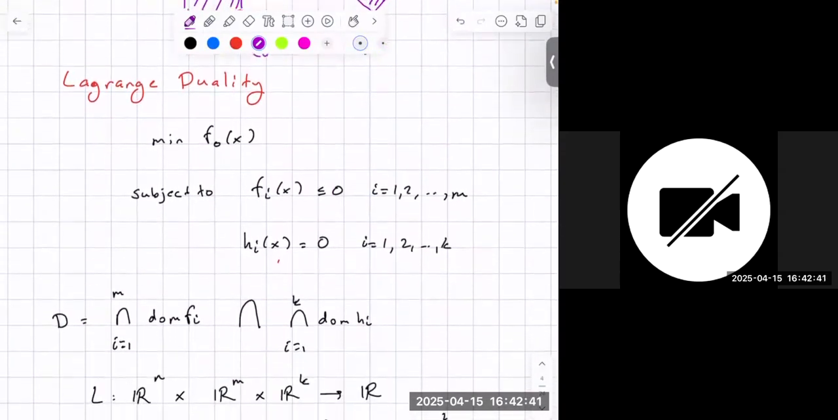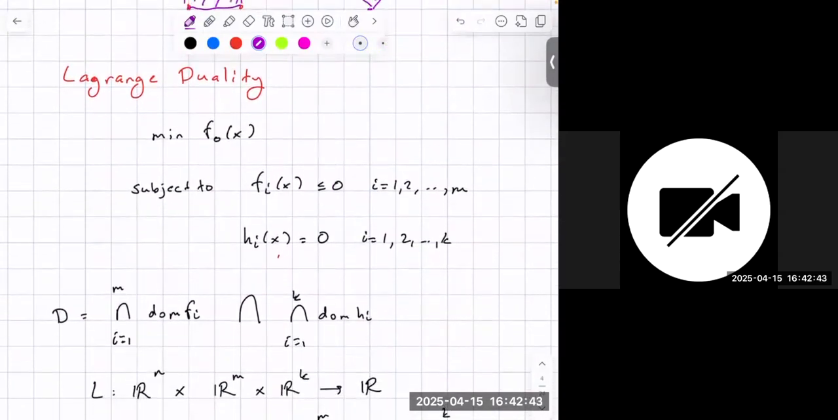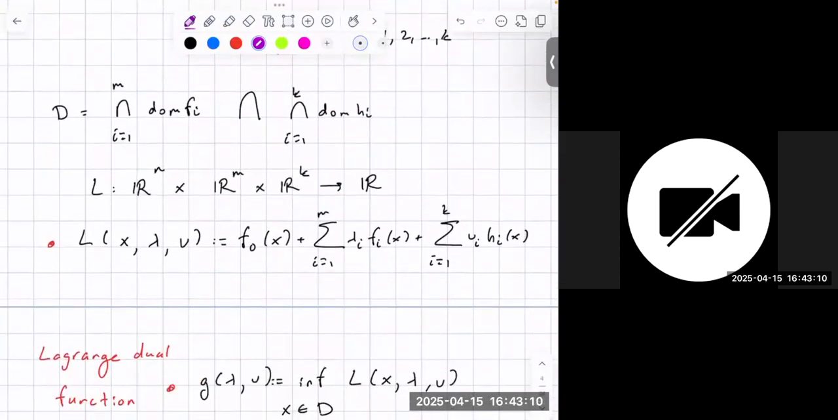So let's set up a problem first. My problem is I'm trying to minimize this function, subject to some constraints. Some of them are equalities, some of them are inequalities, in my constraints. And the domain of your problem is where all these functions make sense, basically the intersection of all these domains. They should all be defined to make any sense. So that's the domain of your function. Now, we define the Lagrange function as follows.